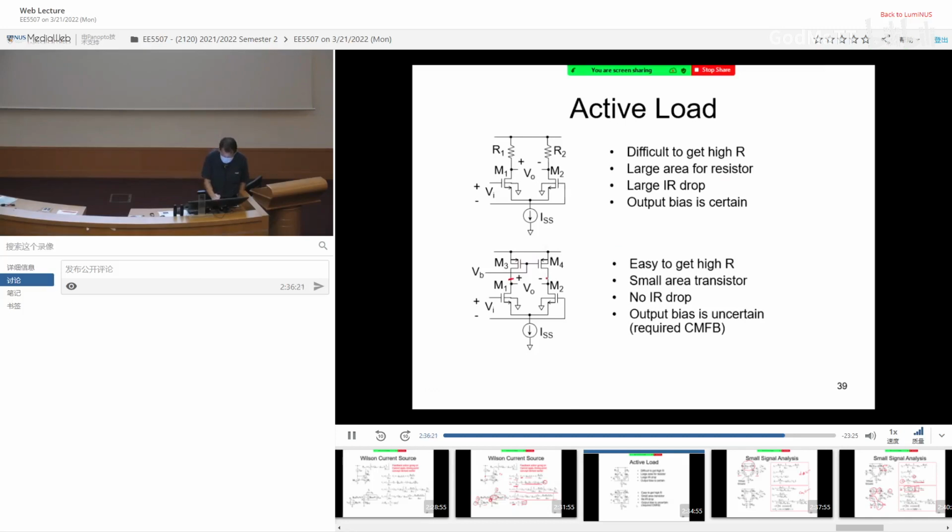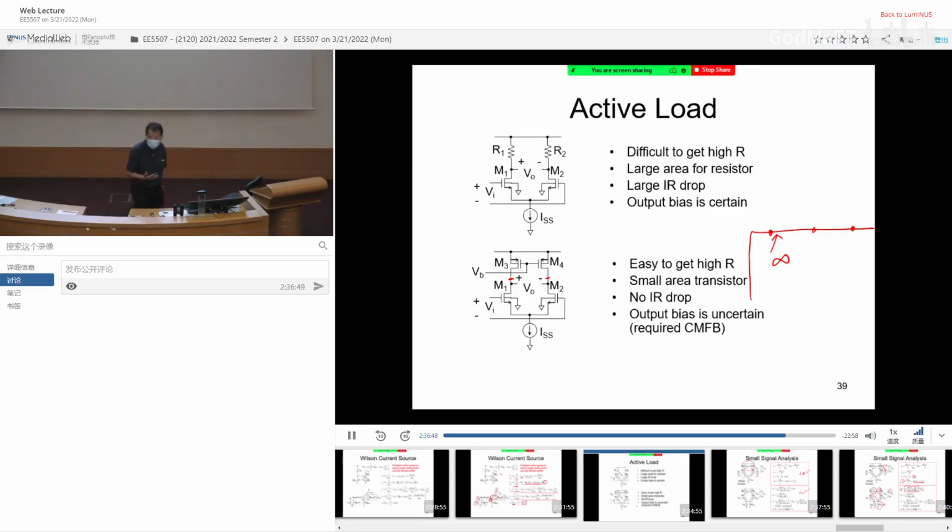Now, the problem with active load is that, what is the DC voltage at these 2 points? You don't know. Why? If you assume an ideal current source, like this load is infinite. So eventually, where is the output voltage? It could be this point. It could be this point. It doesn't matter. Am I right? Right? It could be this point also. So the problem with active load is that you don't know what is the final DC voltage you are going to get.